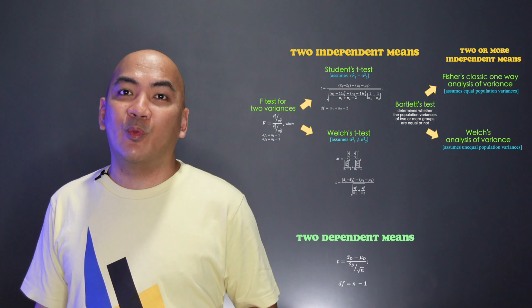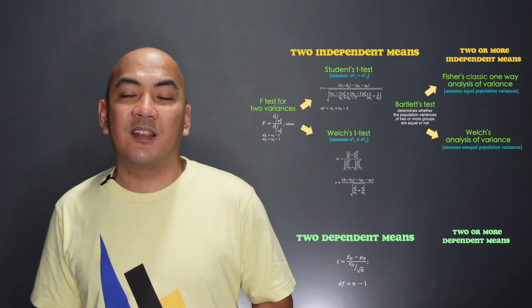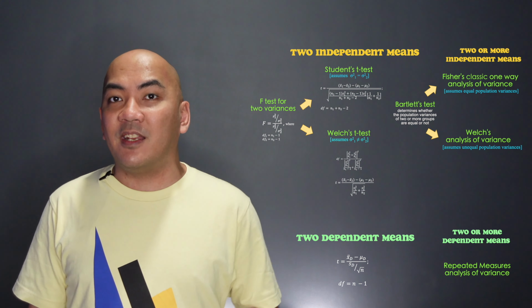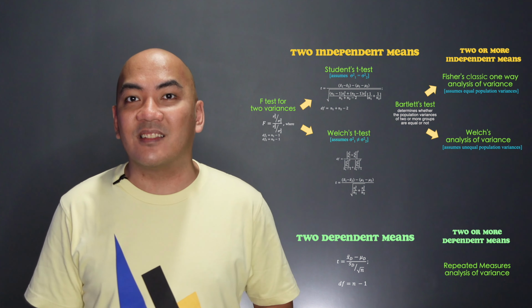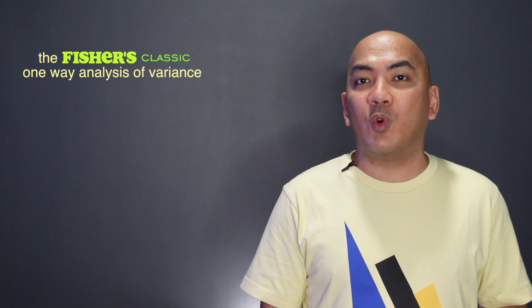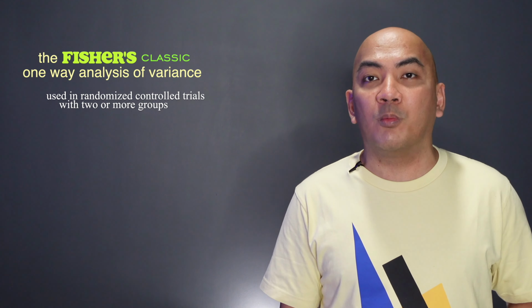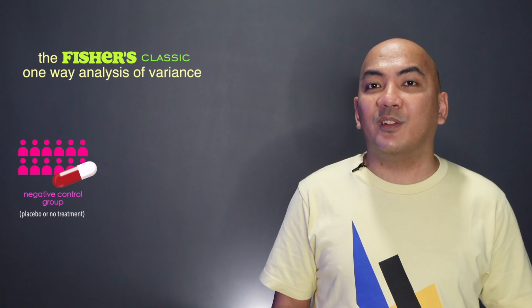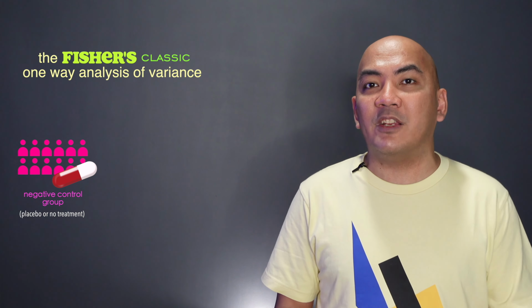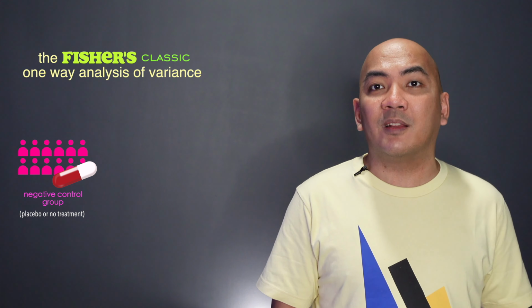And further, when working with two or more dependent means, we're going to make use of the repeated measures analysis of variance. In medical researches, we use the Fisher's classic one-way analysis of variance in randomized controlled trials with two or more groups. Let's say there's a negative control group in which this group of patients are given a placebo or no treatment at all.